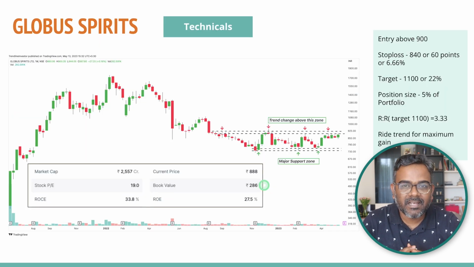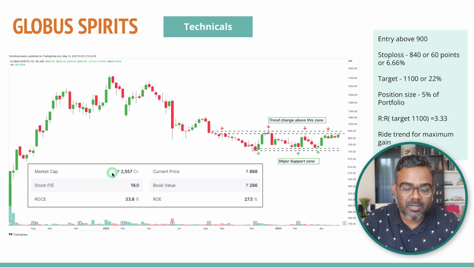The first stock today I have is Globus Spirits. Globus Spirits, or the entire alcohol space, companies from this space have been in a downtrend for quite some time now. But Globus Spirits is showing the first signs of breakout. The reason why the stock came in the weekly breakout scanner is because it is about to break out, right? It's about to change its trend from a downtrend to an uptrend. The trend change would be above this zone.